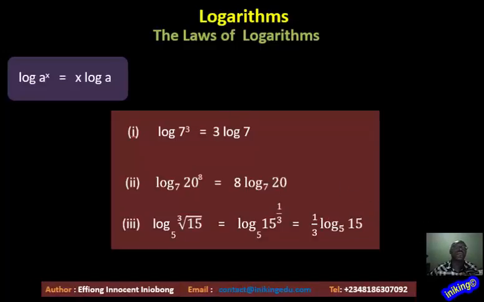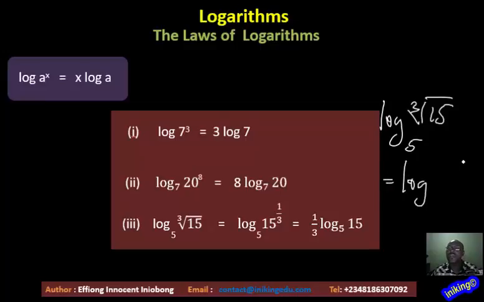Now the third one requires a little bit more simplification. Log of cube root of 15 to base 5. Cube root of 15, from our indices, is the same thing as saying 15 raised to the power of 1 over 3, to base 5. And of course, what this law is saying is that our 1 over 3 can be moved to the back there, and we have it as 1 over 3 times the logarithm of 15 to base 5.